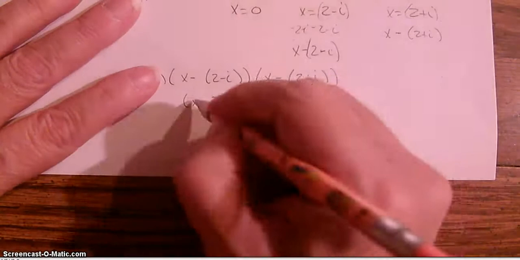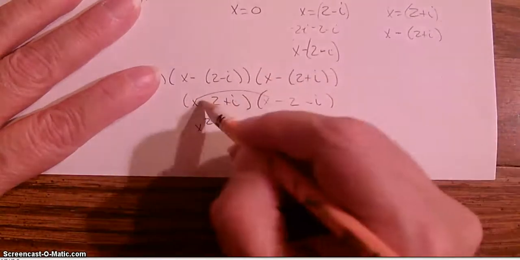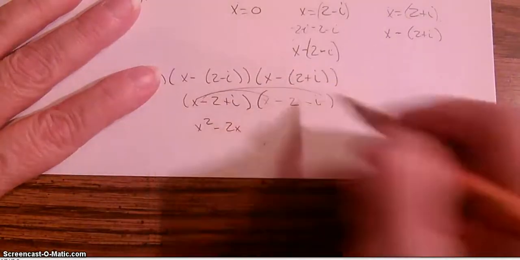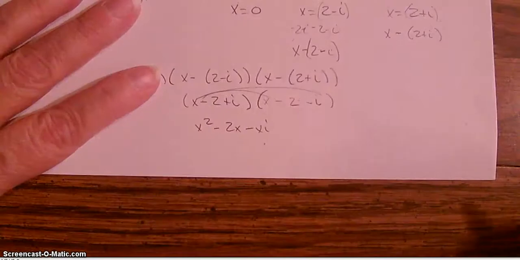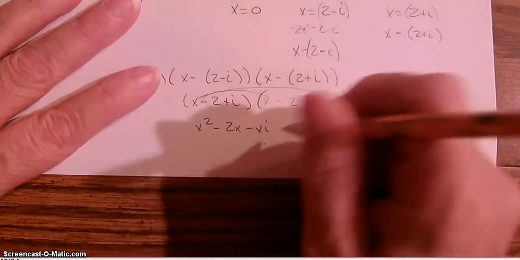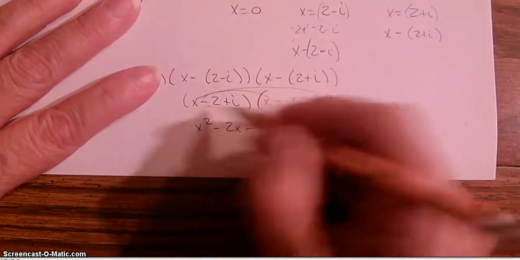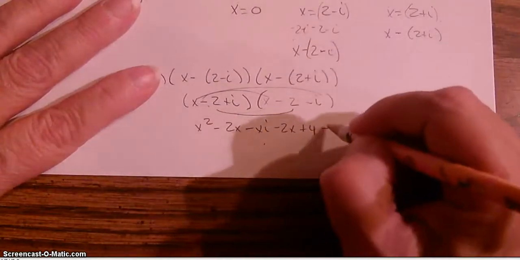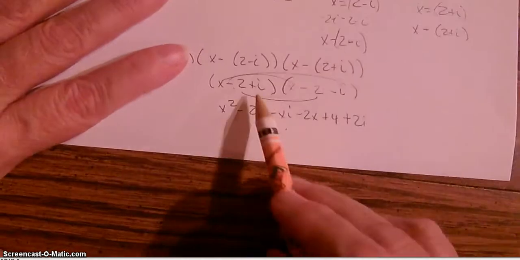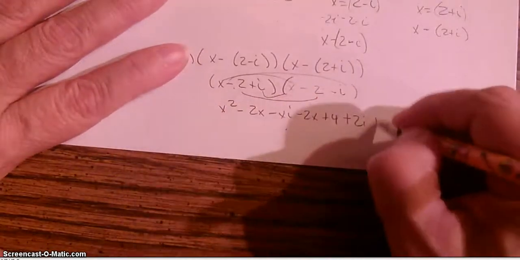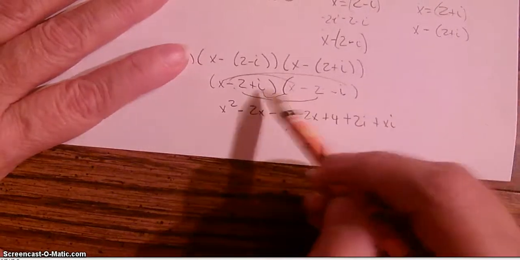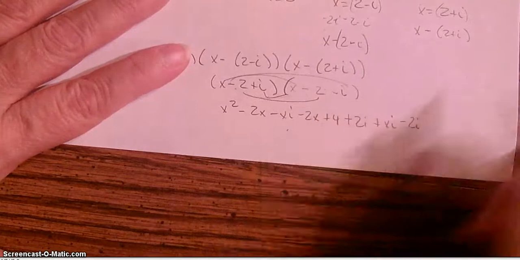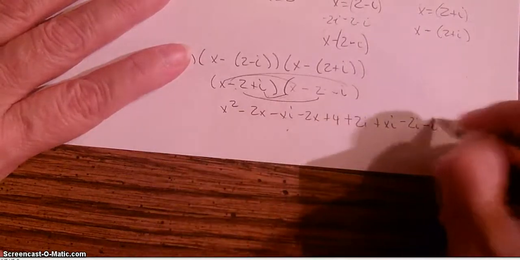So I have x times x is x squared. x times negative 2 becomes minus 2x. x times negative i will be minus xi. Then I'm going to take negative 2 times x and get minus 2x. Then negative 2 times negative 2 is plus 4. And then negative 2 times negative i becomes plus 2i. And then we have i times x is plus xi. Then i times negative 2 would be minus 2i. And then i times negative i is minus i squared.